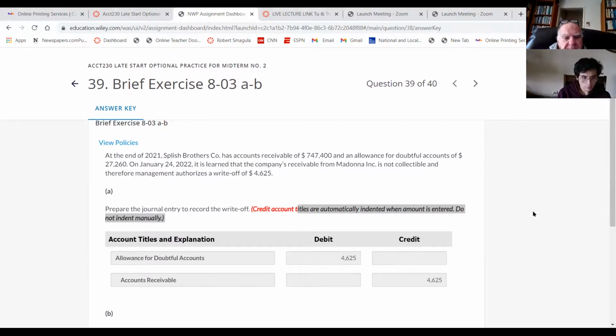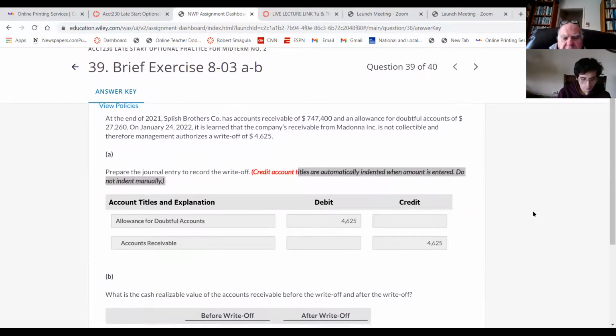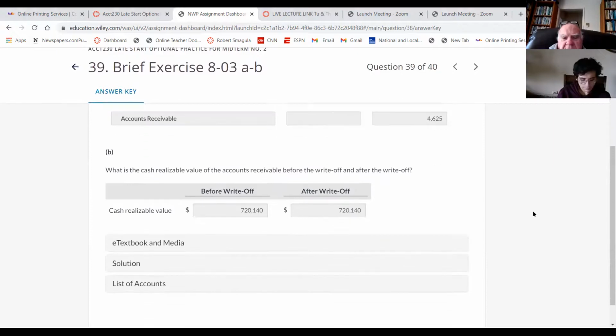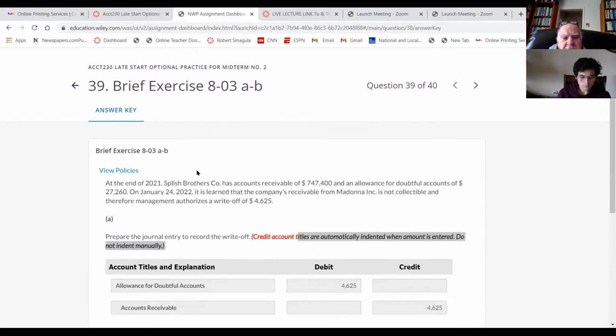And then it has another question. What's the cash realizable value of the AR before and after? And notice it is the same. Have this in the back of your mind. The net realizable value means the AR minus the allowance equals the net realizable value. When we wrote off this debt, we took 2,722 off of the AR, but we also took it off of the allowance. So there's no difference in the total.